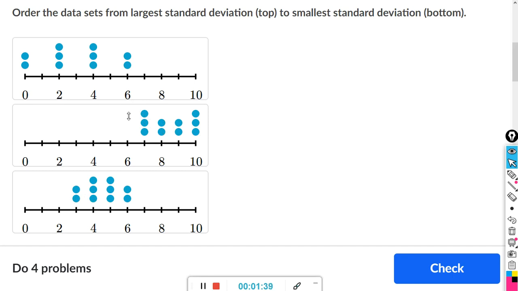Okay. It looks like these are about the same because this one goes from 7 to 10, and this one goes from 3 to 6. It looks like they're about the same. But you see these higher peaks right here are closer to the center, whereas these peaks are toward the ends. So that's going to spread out, that's going to make the standard deviation a little greater than this one.